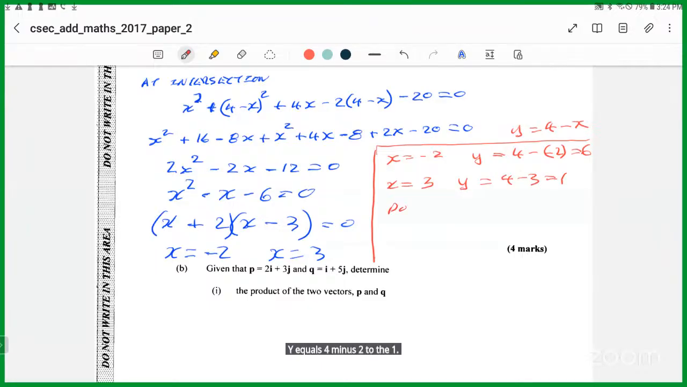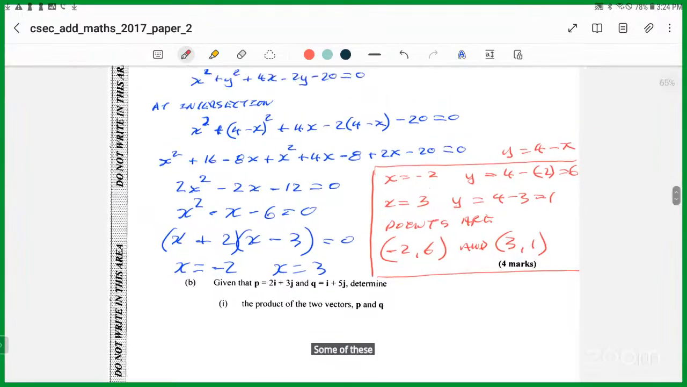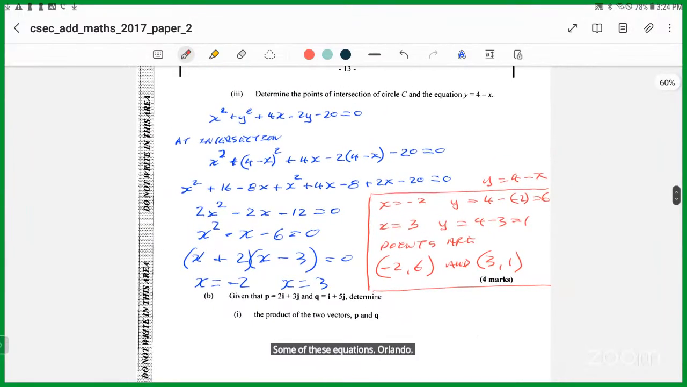So the points are negative 2, 6 and 3, 1. And those are the answers right there. That's it. Solving these equations for a line and a curve basically with substitution.